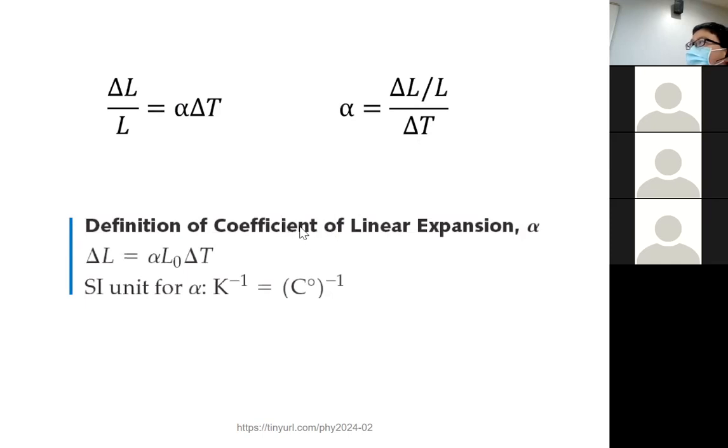So alpha is called the coefficient of linear expansion. If we just focus on the expansion in one dimension, we call it linear expansion. It has an SI unit of inverse Kelvin. You can see from the formula: delta L has a dimension of length, L also has length, so those cancel out. But delta T has the dimension of temperature, with unit K, so 1 over K is the dimension. Or if you use Celsius, then it's inverse Celsius.